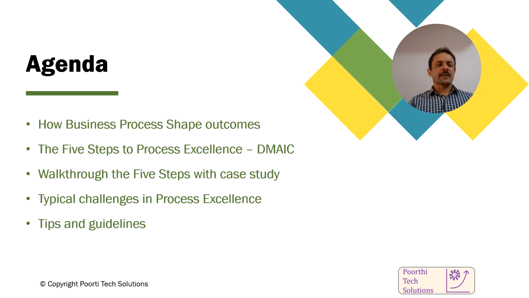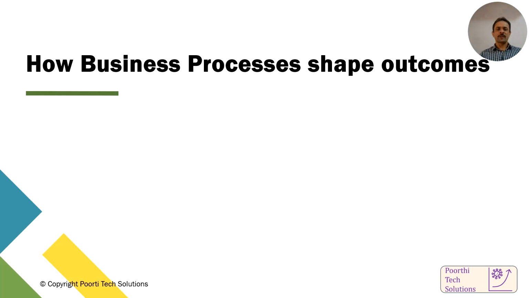So let's take a quick look at the agenda here. We start with looking at how business processes shape outcomes. Move on to the 5 steps to process excellence, the DMAIC. Then we walk through these 5 steps with a real-time case study and then look at typical challenges in process excellence, ending with some tips and guidelines.